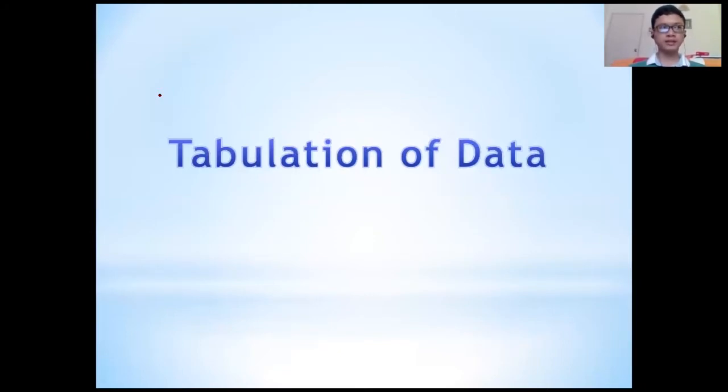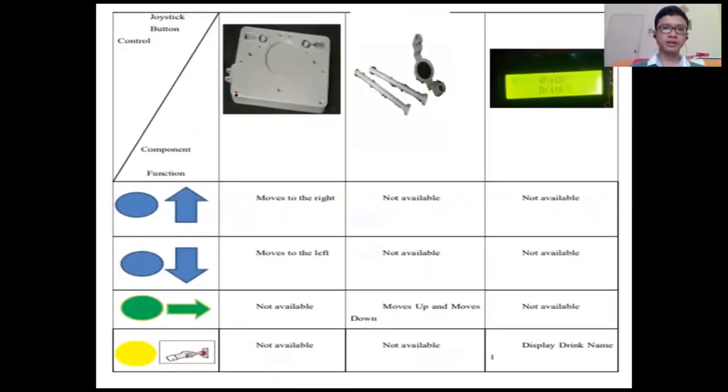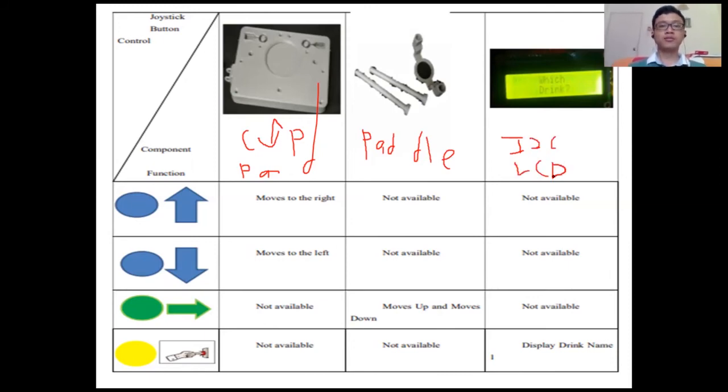Next is the tabulation of data. This is the cup rough pad, or I simplify it into cup pad. This is the pedal, and this is the I2C LCD. So when the joystick moves up, it will allow the cup pad to move right, and when it moves down, it will cause the cup pad to move to the left. So that is the basic function.